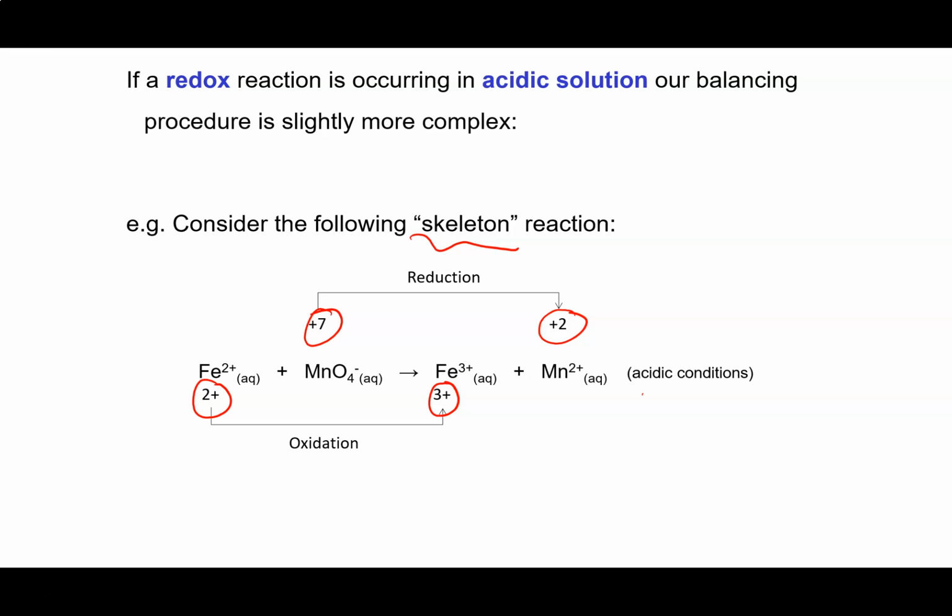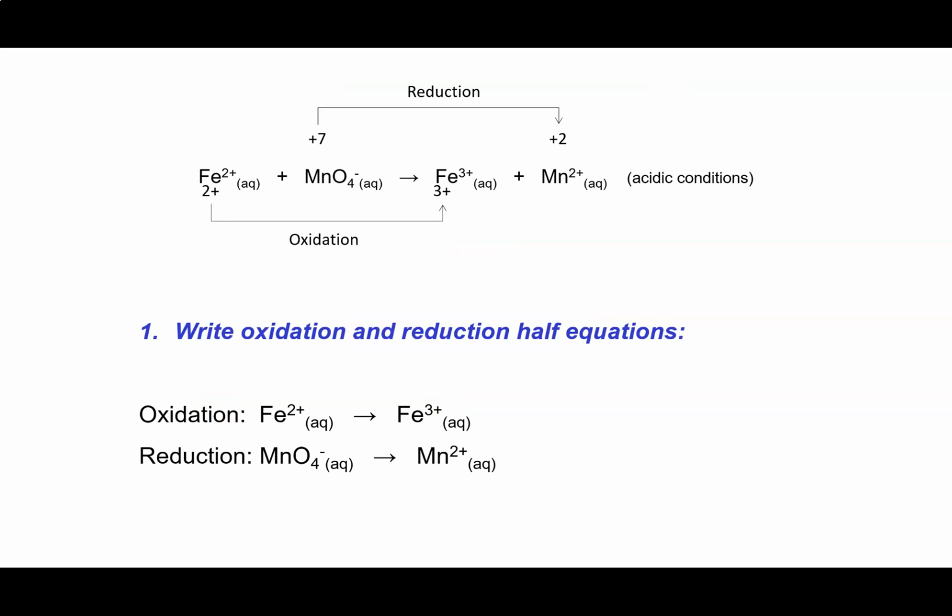Okay, so now what we're going to do is break it into our 2 half reactions, one for the Fe2+, one for the MnO4-. So we're writing out the 2 half equations. And then our next step is to balance for atoms that are not oxygen or hydrogen.